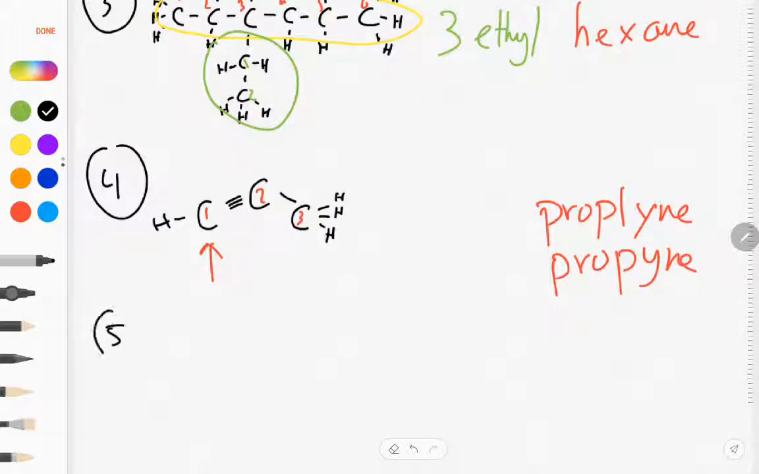Let's move on to 5. For 5, we have carbon, carbon, carbon, double bonded to carbon, carbon, carbon. All right.